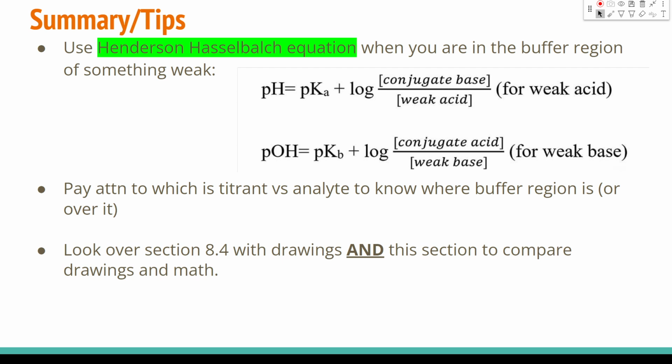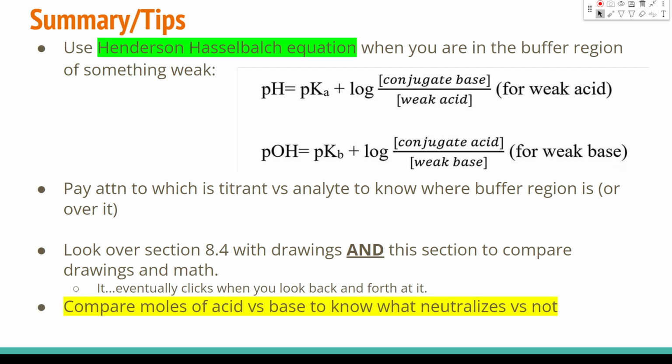Again, look over 8.4 with the drawings. In this last example, I went a lot quicker because, again, it's similar to what we've done before. So make sure you look at the drawings from 8.4 and this section, compare them so you can see how the drawings relate to these problems because they come hand in hand, okay? And then, like it says here, it eventually clicks as you get it.